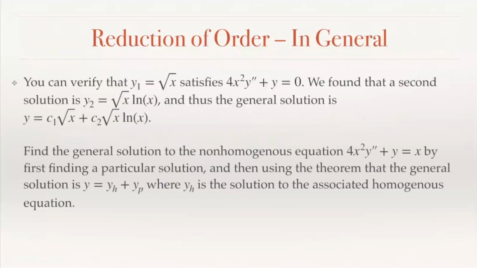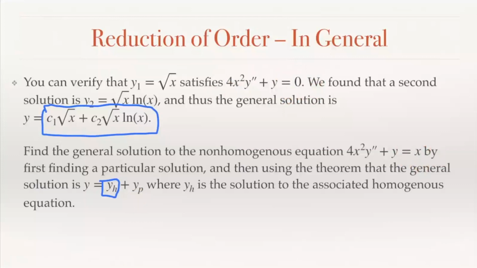So we found in the previous example that the general solution to this differential equation is c1 root x plus c2 root x ln x. Find the general solution to the non-homogeneous equation 4x squared y double prime plus y equals x by first finding a particular solution and then using y as yh plus yp, where yh, by the way, that guy is this, because the associated homogeneous equation to this is this. We just delete that x on the right-hand side, and we get that. So all we need is a particular solution, and then we're good to go.